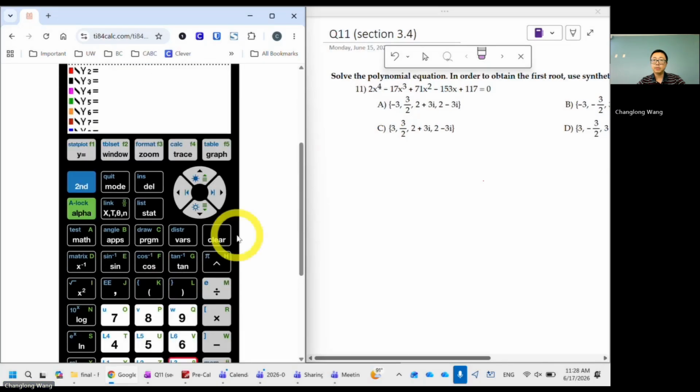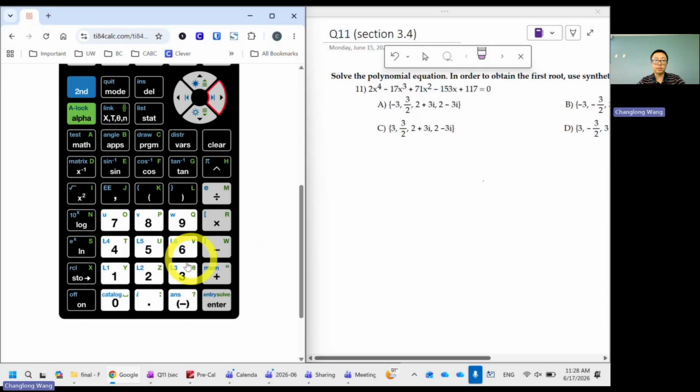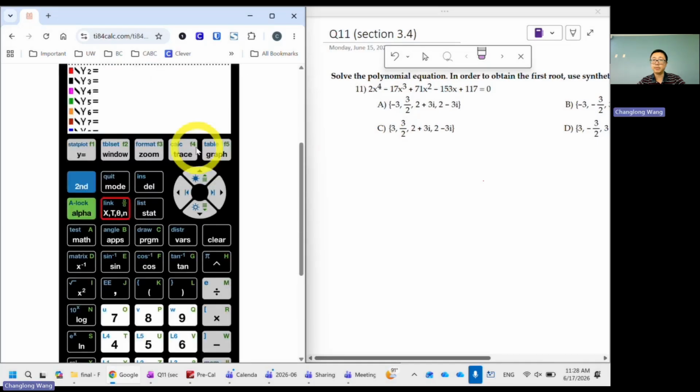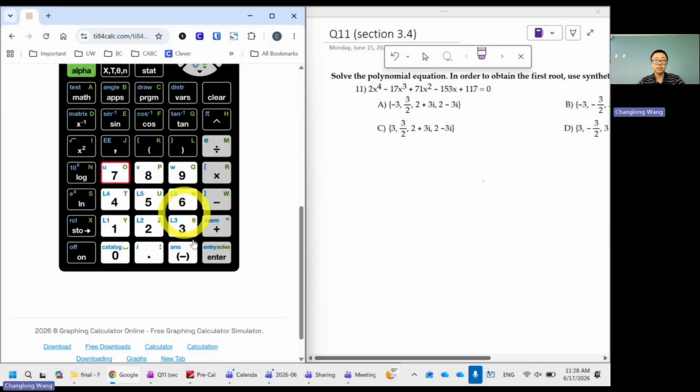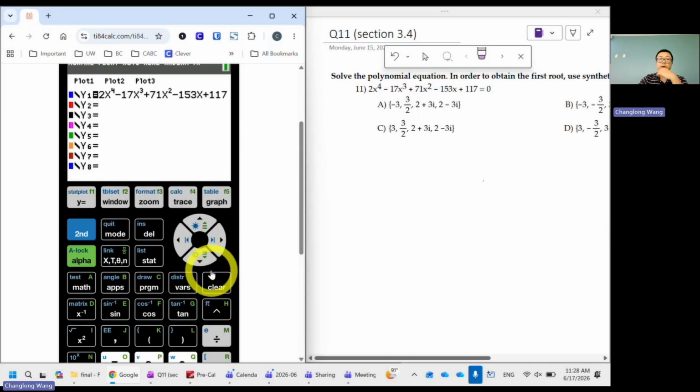plus 71 x squared, minus 153 x plus 117. Okay, so that's good, right?